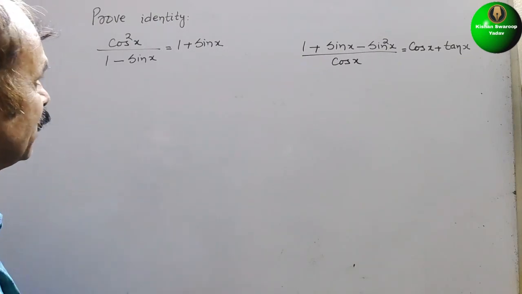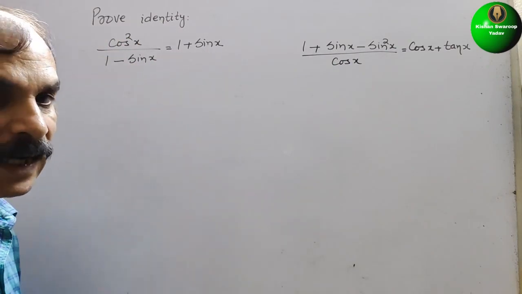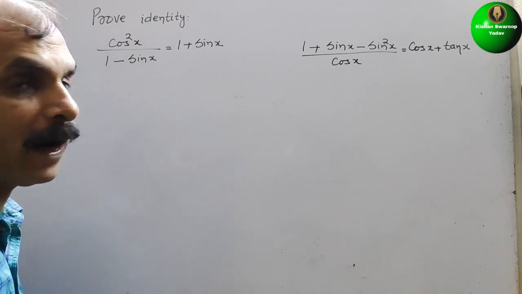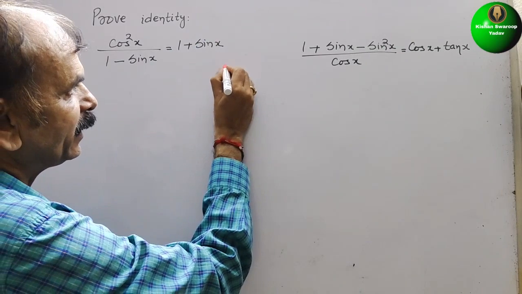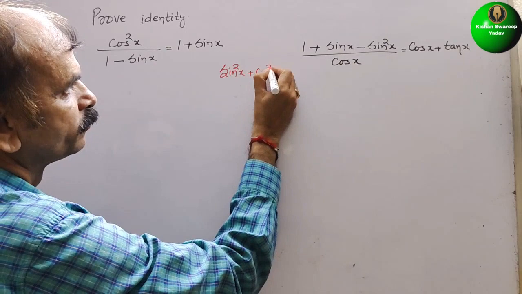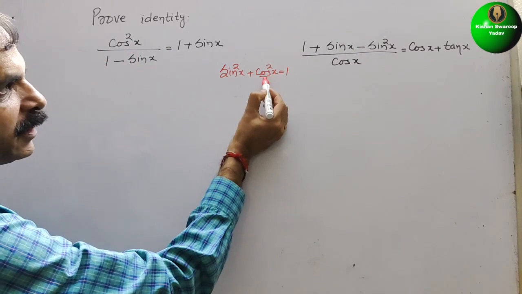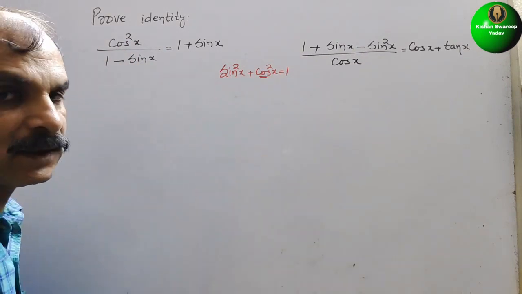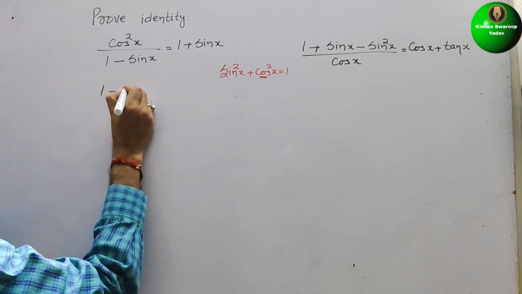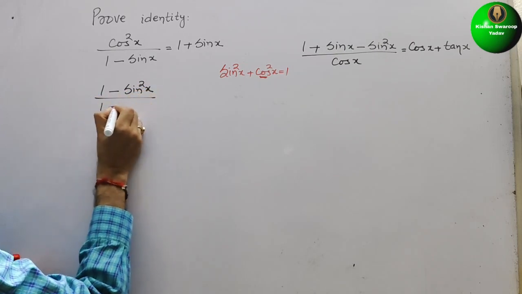Next, you can see here they have given cos square x and everywhere sin is there. That means we have to convert that into sin. So how will it be? By our identity. One identity is there, sin square x plus cos square x is equal to 1. So they have given you cos square x, that means this is equal to 1 minus sin square x. That only we have to write: 1 minus sin square x by 1 minus sin x.